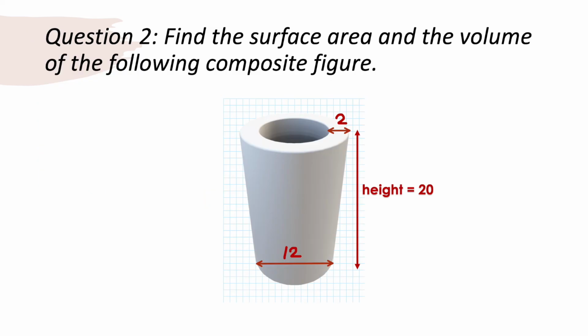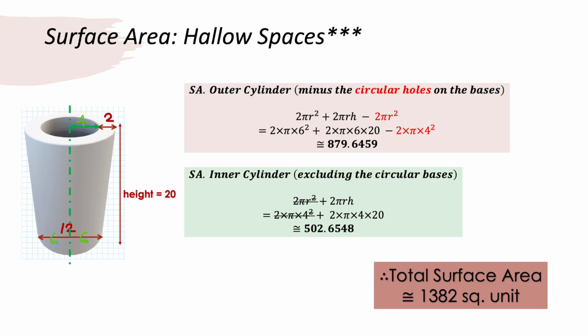Here is the second question. Pause the video again and give it a try. Was it hard to figure out the surface area? For this question, you need to subtract the partial area from its bases and count the inner cylinder's side areas. I know it does sound confusing.